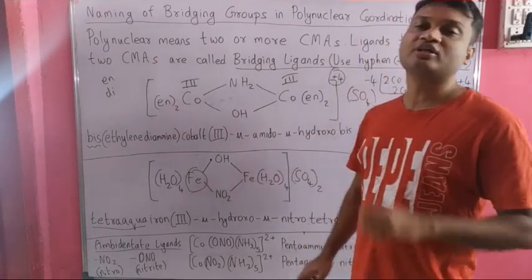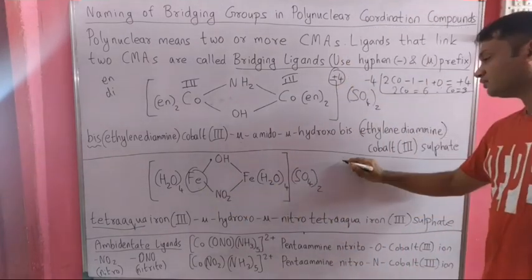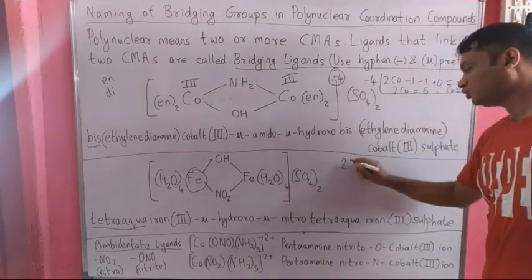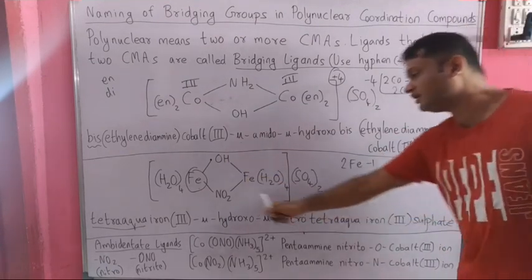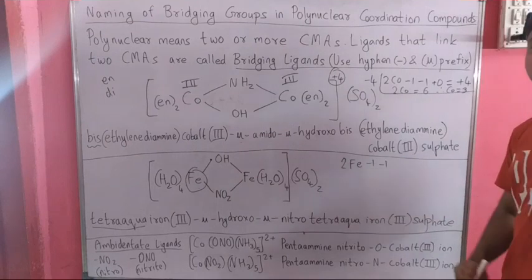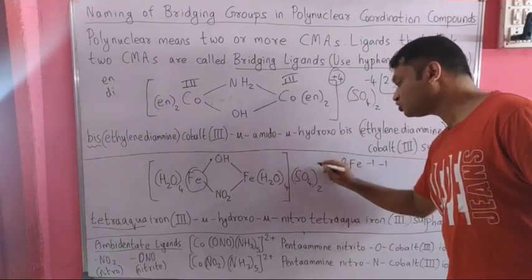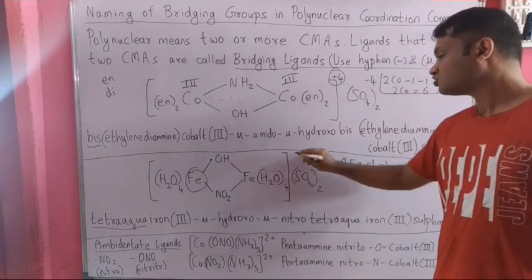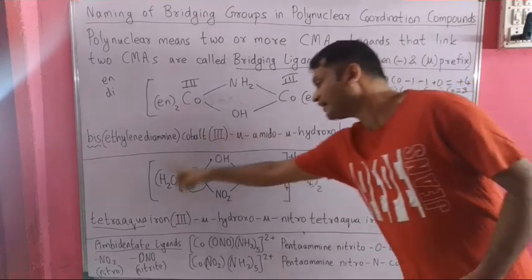What is the oxidation number of iron? Let us find. We have one iron and one more iron, so 2 irons. And we have one OH group, so -1. One nitro group, so -1. And we have sulfate. One sulfate is -2, two sulfates are -4. So we have the +4 oxidation state of the cation.